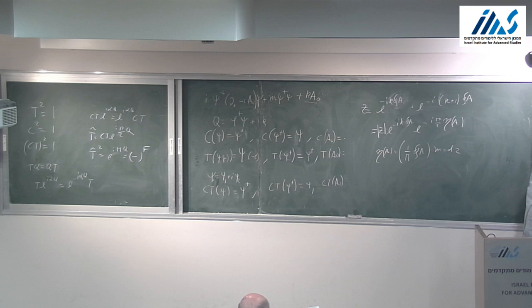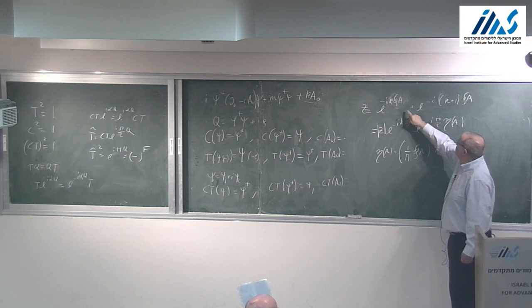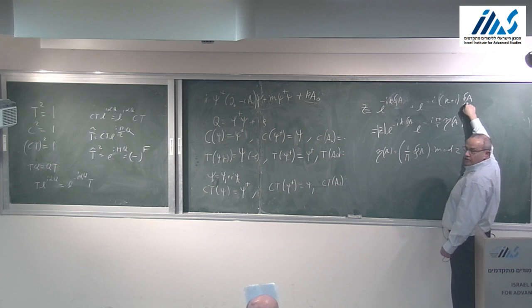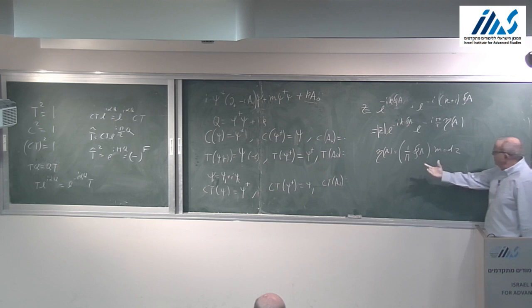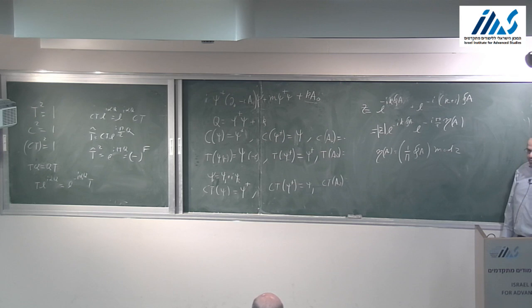You pull the e to the minus ik out, so you have 1 plus. This thing is the argument of 1 plus e to the minus i, the Kronecker integral. So this is some phase, and this is the answer. Notice that it's not a continuous function of the integral of A. To specify A, they have this mod 2.